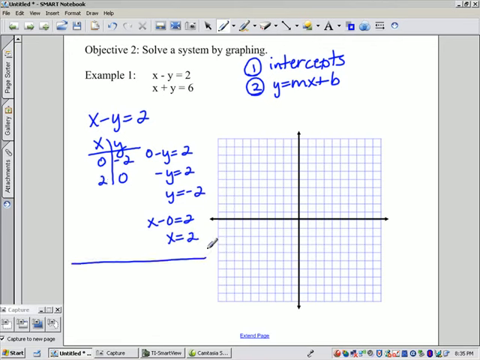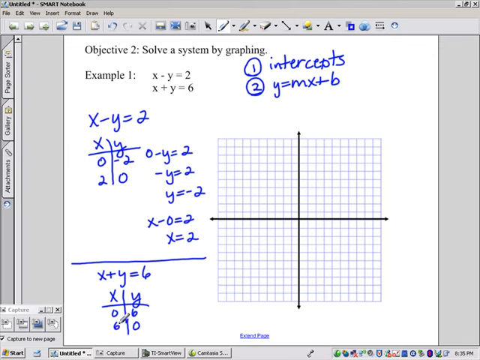Now our other equation is x plus y equals 6. We repeat the process. Plug in 0 for x, and notice here if we do that, 0 plus y equals 6, so we just get y is equal to 6. If we plug in 0 for y, we get x plus 0 equals 6, or x is equal to 6.